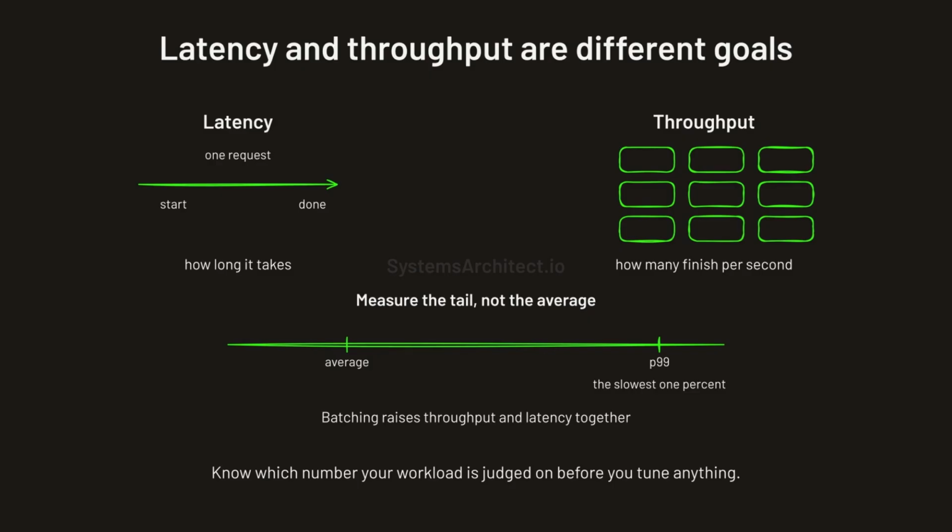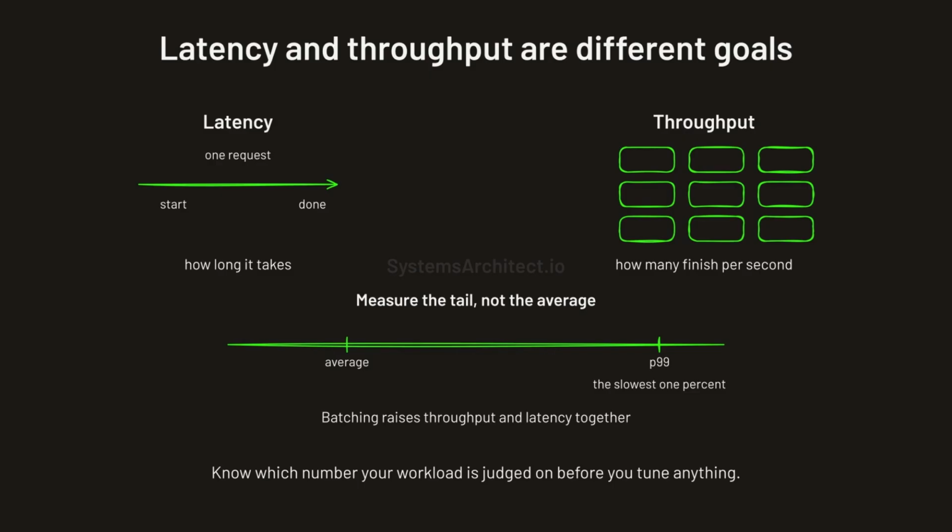Two numbers describe almost every performance conversation, and confusing them causes bad designs. Latency is how long one request takes. Throughput is how many requests you complete per second. Improving one can easily hurt the other, since batching work raises throughput and latency together.